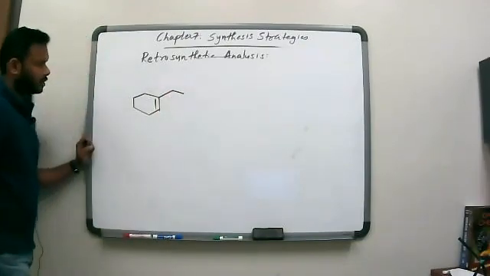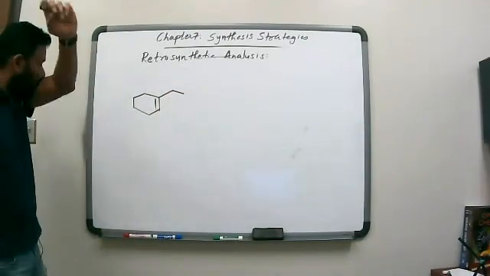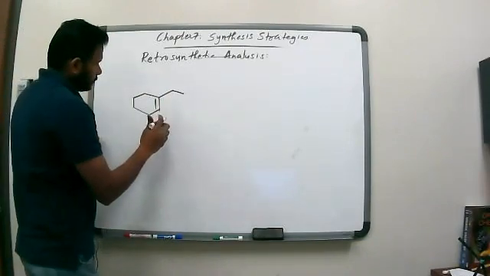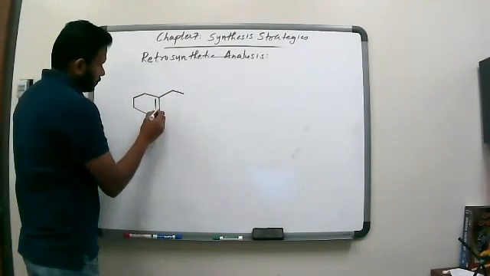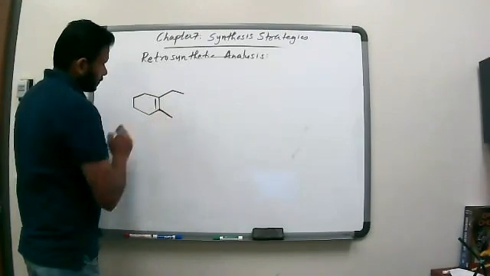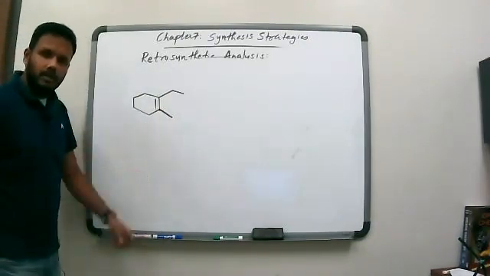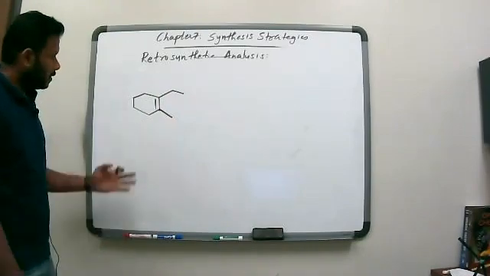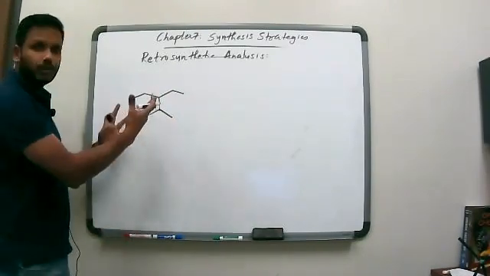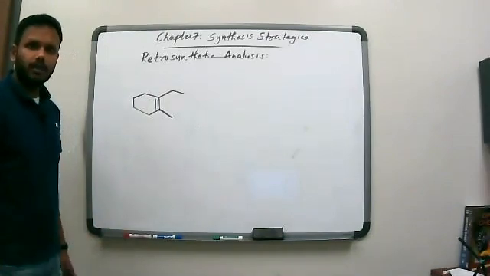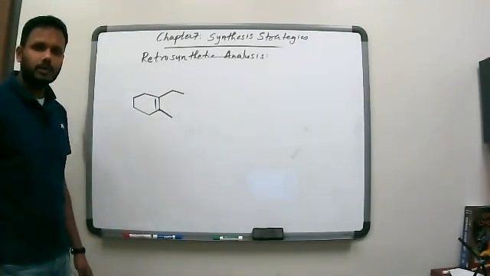Let's say that's the alkene that we have. We want to make this alkene from something. What would be a suitable starting material to make this alkene? We have to do a retrosynthetic analysis.